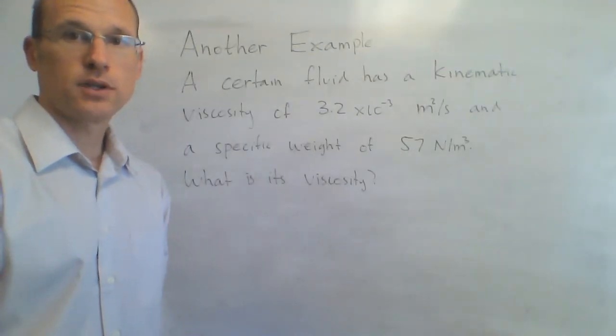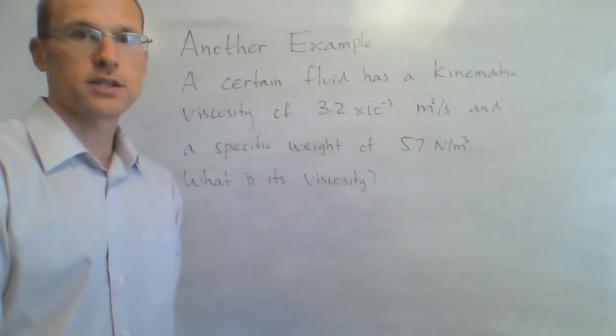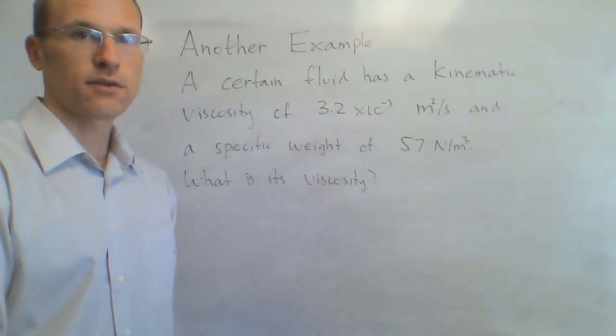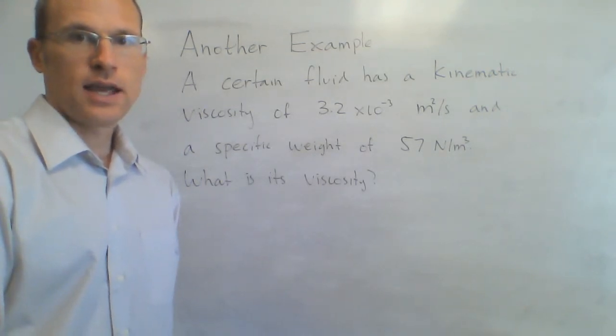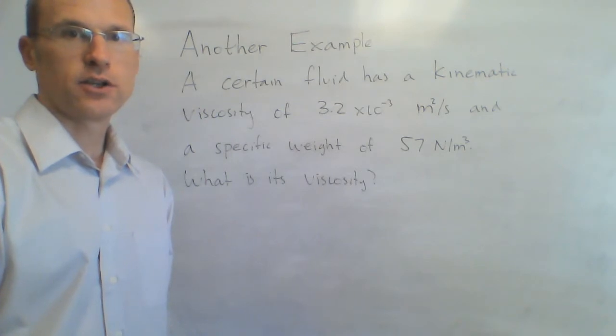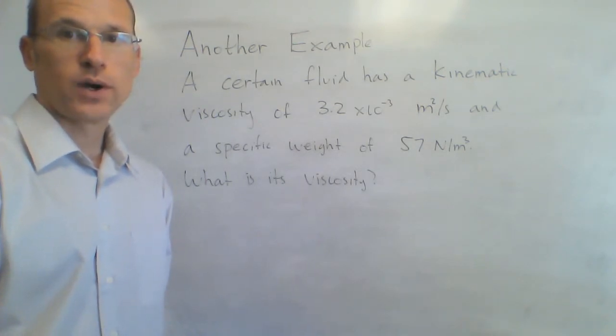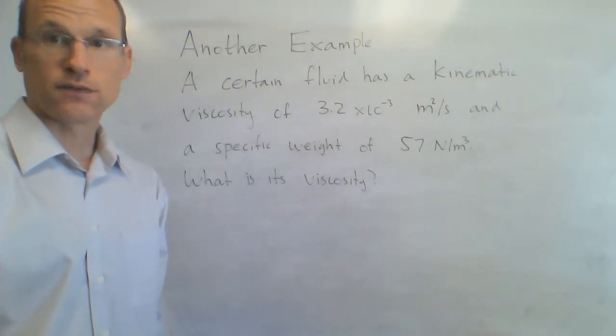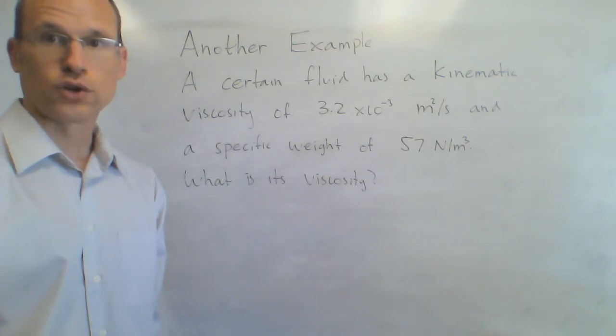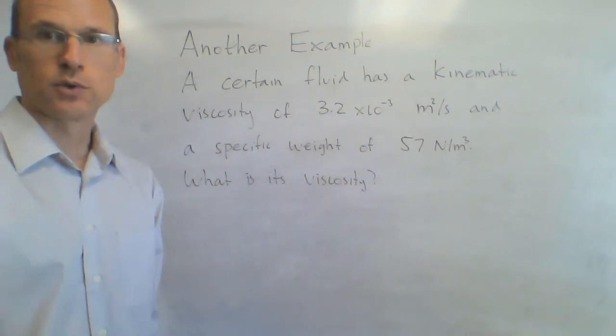So second example, I have a fluid with a kinematic viscosity of 3.2 times 10 to the negative third meters squared per second and a specific weight of 57 newtons per cubic meter. I want to know what its viscosity is. So again, here viscosity is just the normal or dynamic viscosity, mu. That's what I'm looking for.